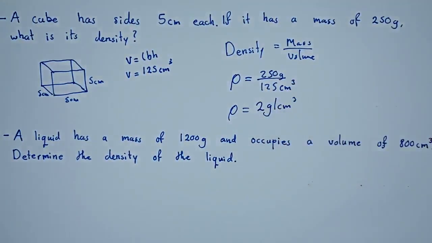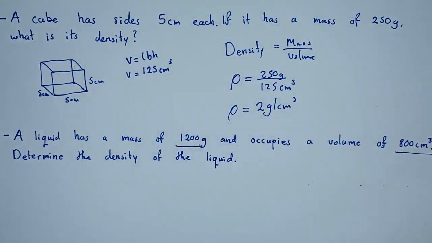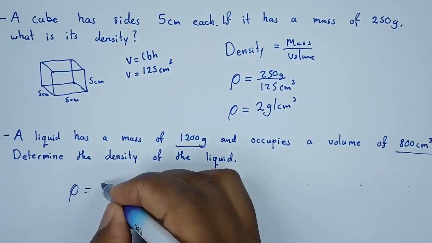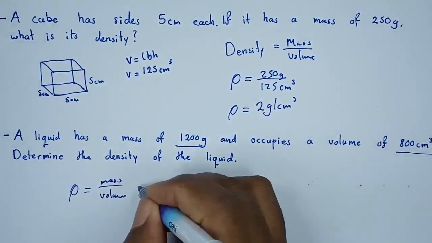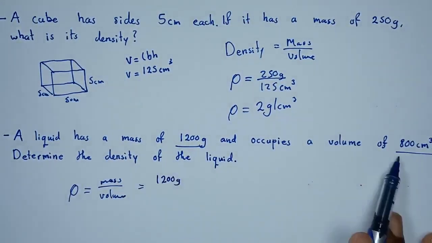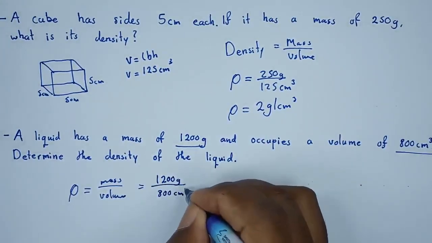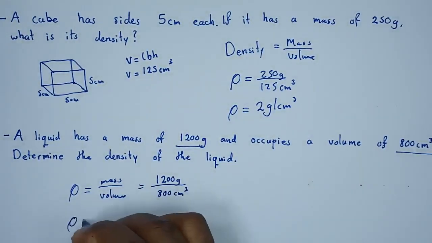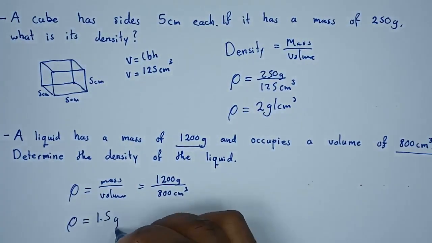Okay, let's see the question that follows. For this one, we've been given the mass and the volume, and we want the density. Same thing. We know that density is equal to the mass over the volume. The mass given is 1,200 grams and the volume is 800 cubic centimeters. If you divide the two, 1,200 divided by 800 is simply 1.5 grams per cubic centimeter.